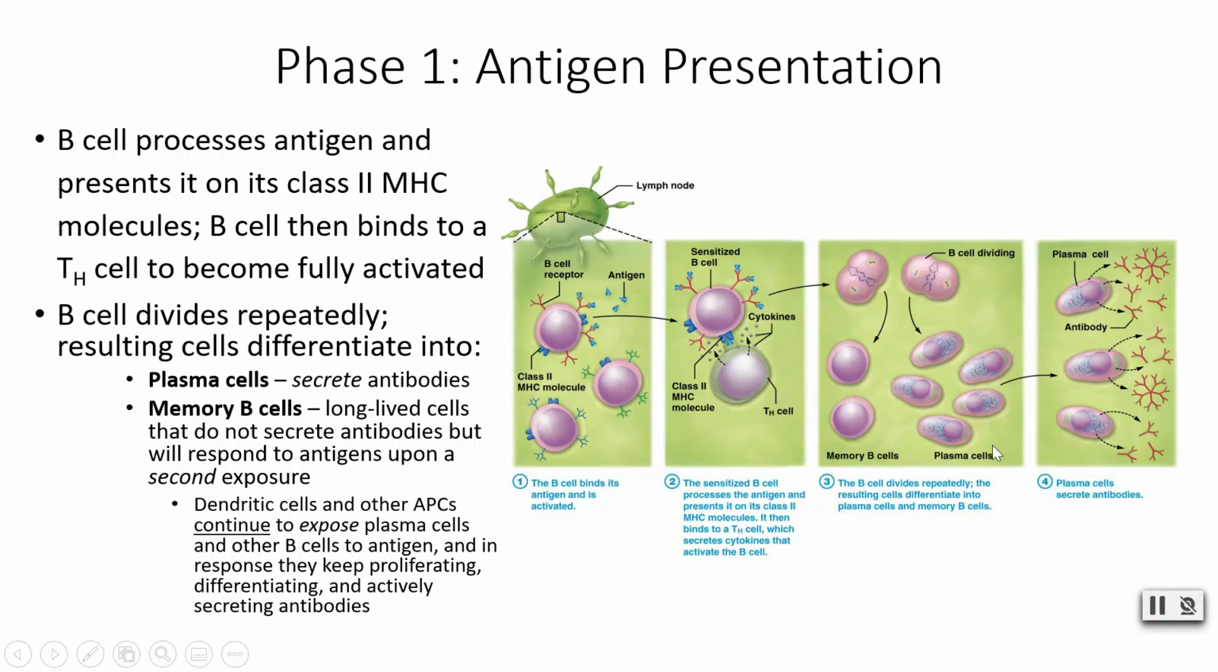Okay, so plasma cells secrete antibodies. Memory B cells do not secrete antibodies. Their job is just to live long enough to where if we see the same antigen a second time, then we can remember how we dealt with it the first time and we can deal with it faster the second time.